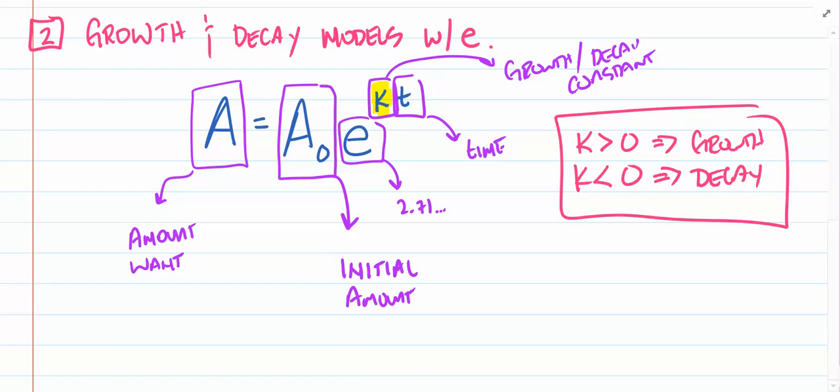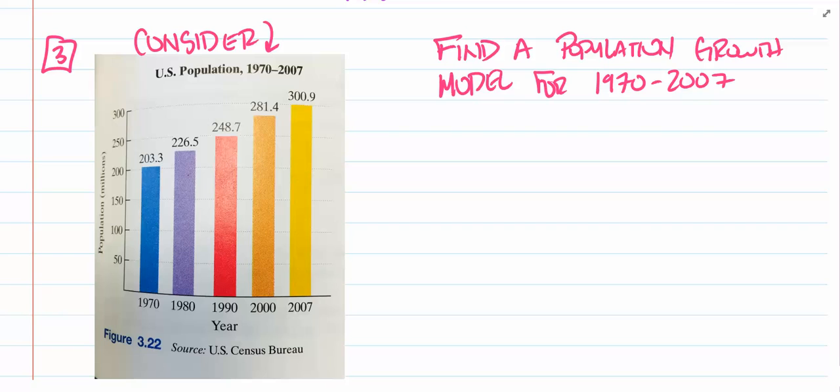Okay, so consider this little drawing here that's been brought to us by the U.S. Census Bureau. What we have here is a graph that represents the U.S. population from the years 1970 all the way to 2007. In 1970, it's telling us that the population of the United States was 203.3 million. So this is in millions. And then by 2007, it grew to 300.9 million.